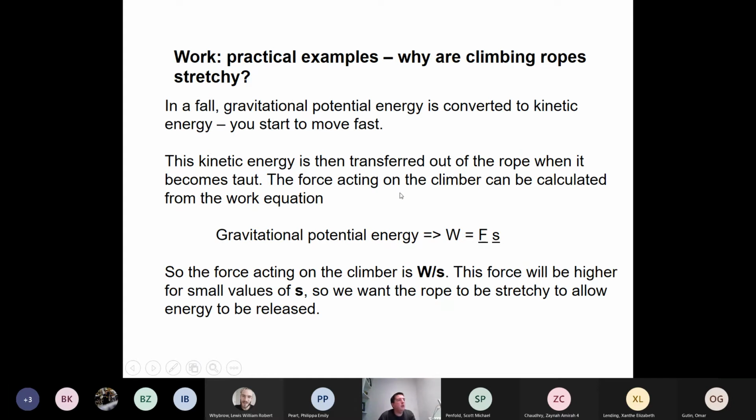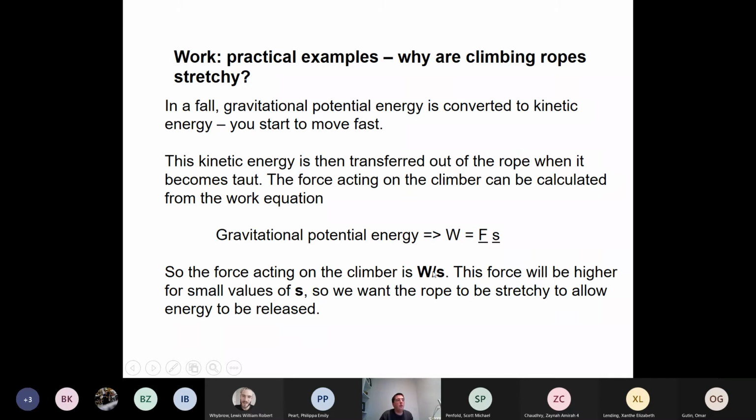And then the kinetic energy is released as the rope becomes tight. And so the distance that the rope gets tight over is a way of dissipating energy. If you think of falling and immediately stopping, you get a large transfer of energy into you very quickly. Whereas if you think of falling and bouncing a bit, you get much less energy transferred into you over time. So you can do some calculations around this based on the equation of work that we started with today.